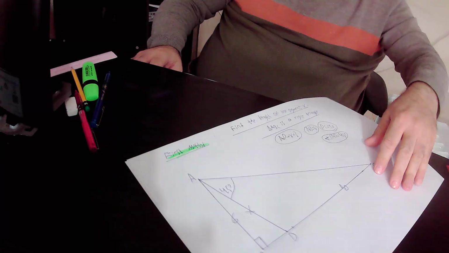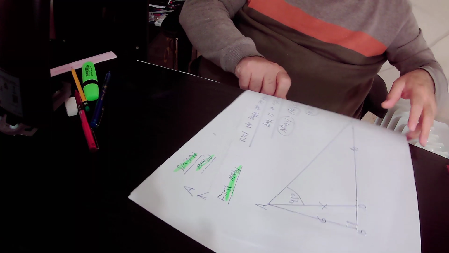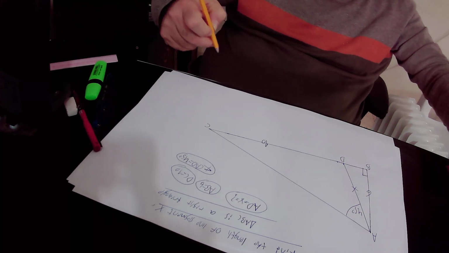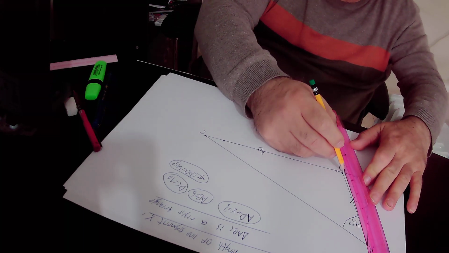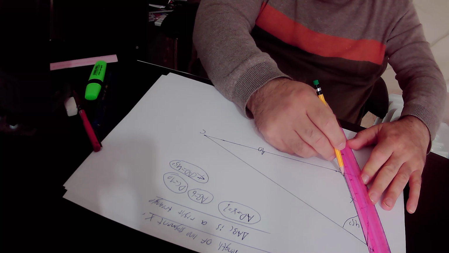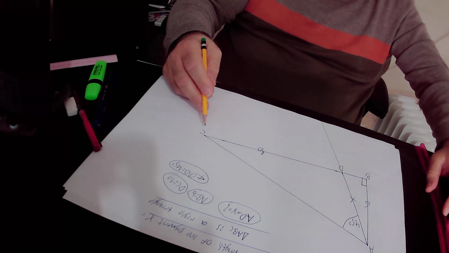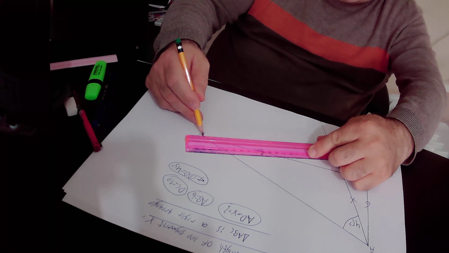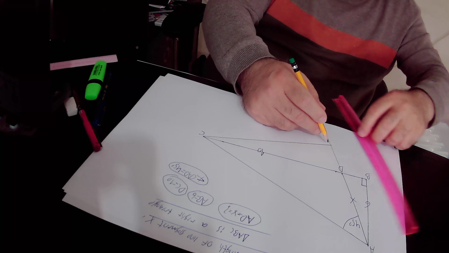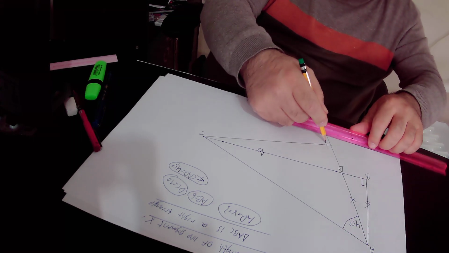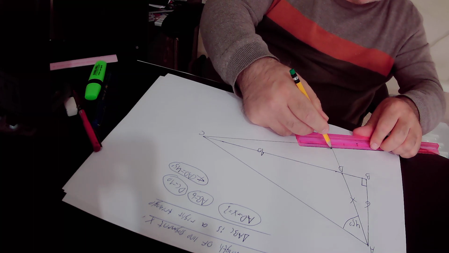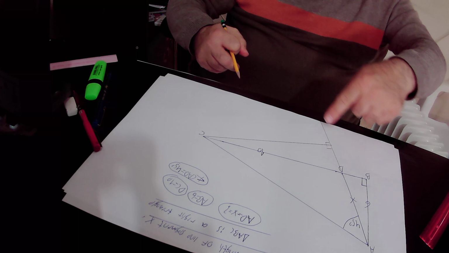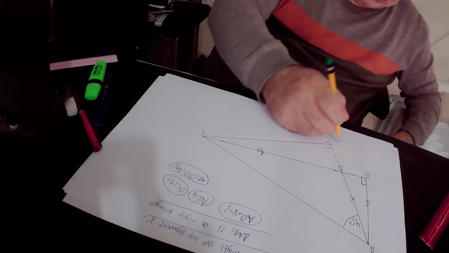In the first method, we make a construction. We will extend line segment AD by a straight line. And then from point C, we draw a perpendicular to the extended AD. So this angle equals 90 degrees, and this angle is also equal to 90 degrees. We will define the touching point between the extended AD and the perpendicular from point C as point E.